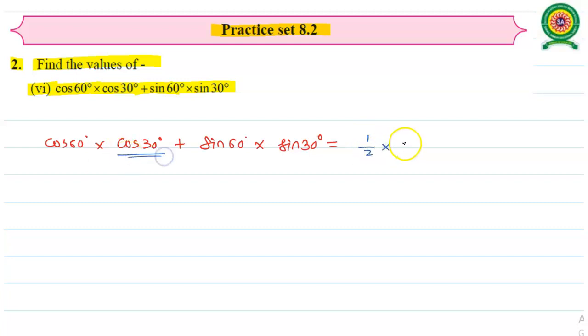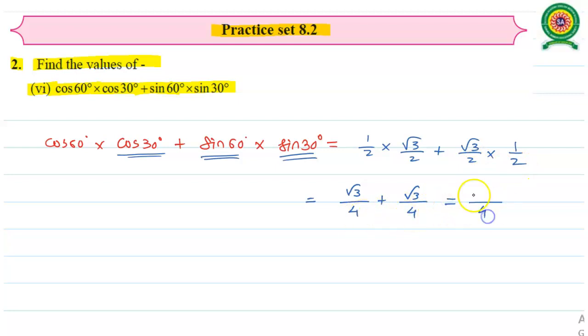The value of cos 30 degrees is root 3 by 2, plus sin 60 degrees is root 3 by 2, times sin 30 degrees is 1 by 2. So 1 into root 3 is root 3 divided by 2 into 2, which is 4, plus root 3 into 1 is root 3 divided by 2 into 2, which is 4. Once the denominator is the same, we directly add the numerators: root 3 plus root 3 is 2 root 3 divided by 4. Now we well know 2 ones are 2, 2 twos are 4.